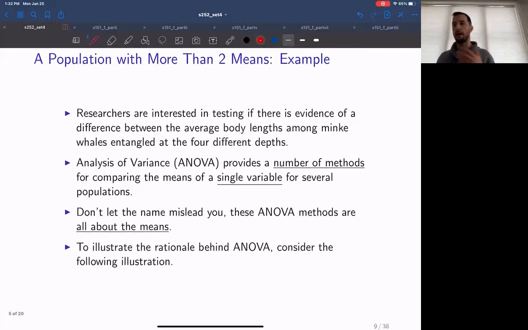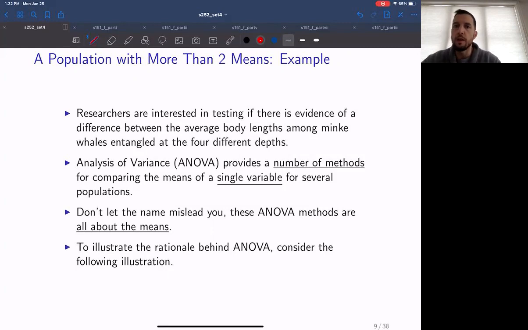All right, so again, the goal of the experiment is to determine if there is a difference in the average body length among the 4 different depths. Okay, so you can think of mu1 as being the mean for depth 0 to 49, mu2 as being the mean for depth 50 to 99, etc. And we want to know if a difference exists between mu1, mu2, mu3, mu4.